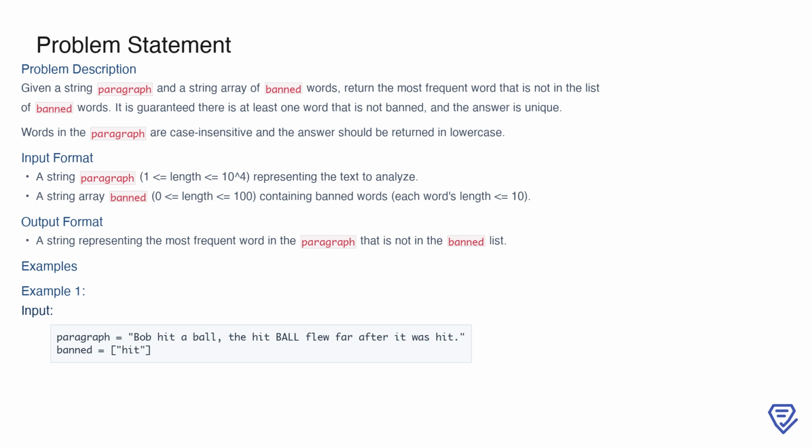For the input format, the paragraph has a length between 1 and 10,000 characters, while the banned list can contain up to 100 words, with each word being no longer than 10 characters. The output is a single string representing the most frequent valid word. Let's explore examples to better understand how this works.